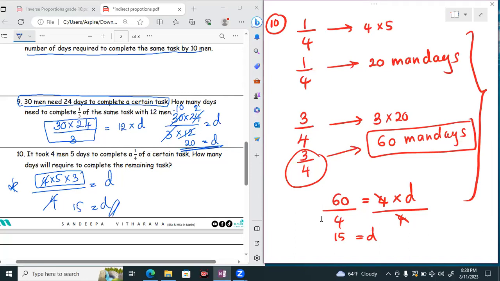Can we see clear now? Teacher, why did you multiply by 3? It is because 3/4 is remaining. They ask how many days will be required to complete the remaining task. Now this is 1/4 of the task. Okay. 4 times 5 means 1/4.